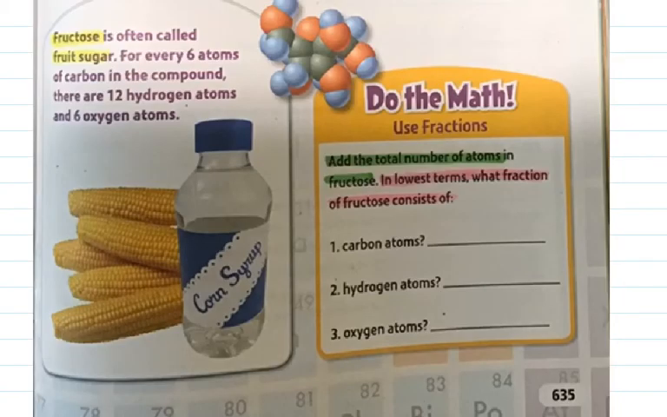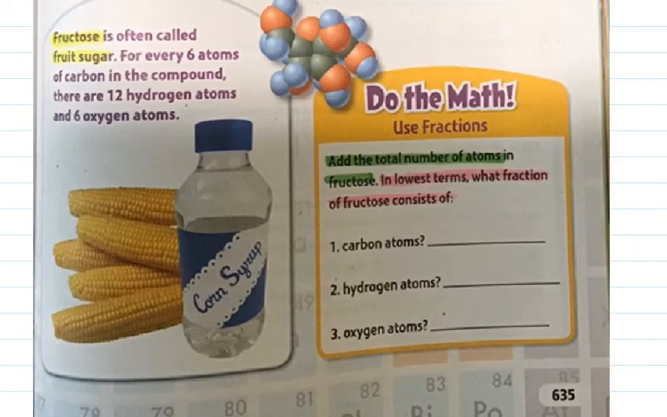That was fun. Okay, so I'm at the bottom of page 635. Fructose. Yeah, you heard me right. Fructose is often called fruit sugar. For every 6 atoms of carbon in the compound, there are 12 hydrogen atoms and 6 oxygen atoms. That is a lot. So with your yellow highlighter, I need you to highlight the word fructose and fruit sugar.